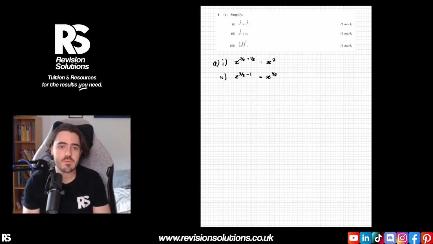Then the last example we've got here, we've got x to the 3 over 2 all squared. So that's the nested powers rule. So we just multiply the two different powers. So for part 3, we have x to the 3 over 2 times 2. So those 2's will cancel out effectively, leaving just with x cubed.